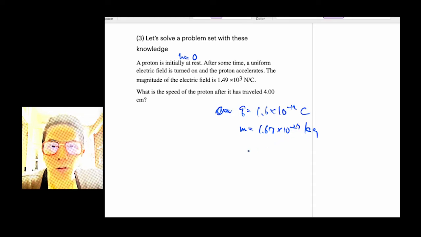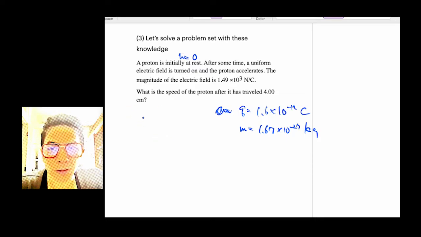And the magnitude of the electric field is 1.49 multiplied by 10 to the 3rd newton per coulomb. What is the speed of the proton after it has traveled 4 centimeters?